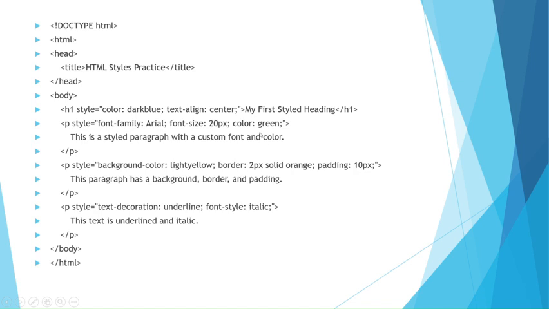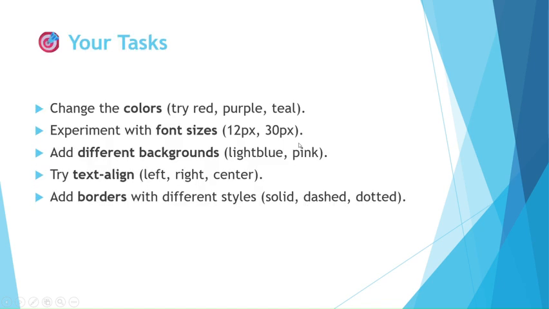Okay, so your task is that you have to change the colors, try red, purple and teal. Experiment with font sizes, for example 12 pixels, 30 pixels. Add different backgrounds, light blue, pink, or add background images. Try text-align left, right, center. Add borders with different styles: solid, dashed, and dotted. So let us do these activities in our Visual Studio Code.